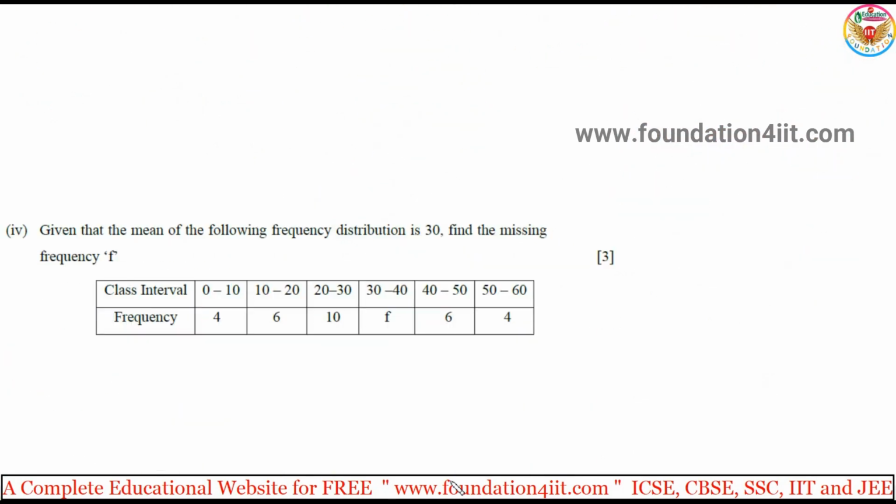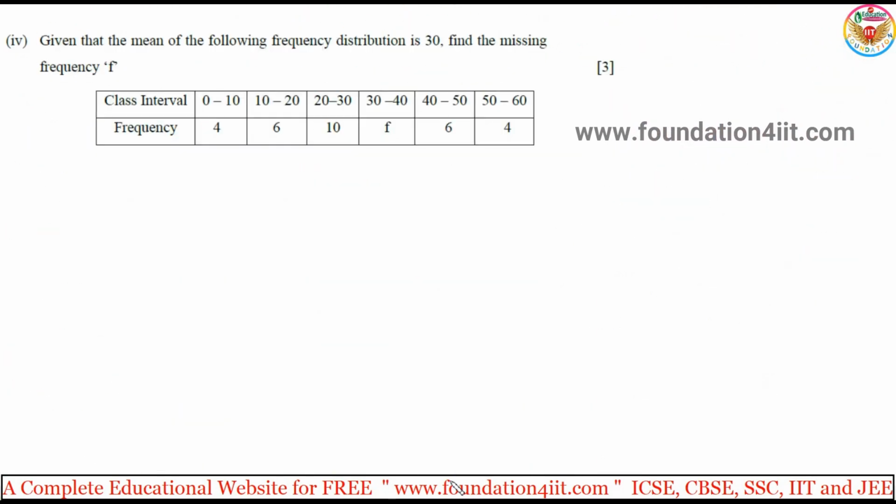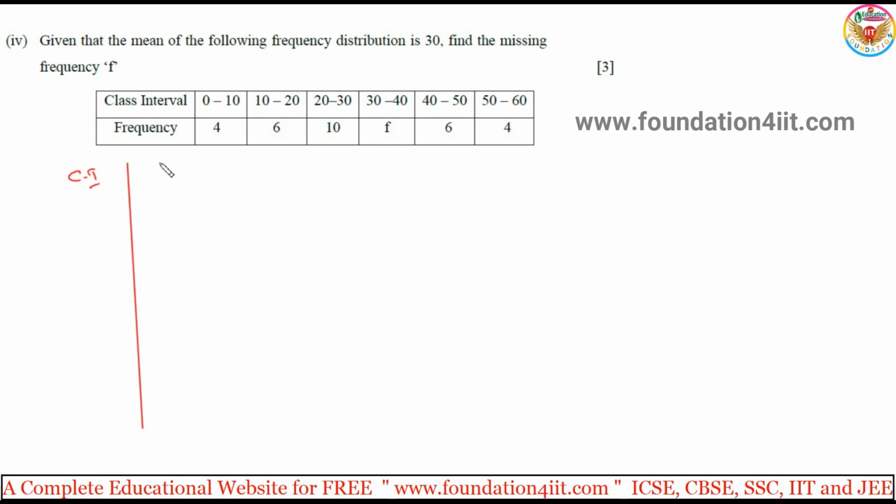Next one. Yes, this is the last question in this question, the fourth one. Given that the mean of the following frequency distribution is 30, find the missing frequency. Mean is sigma fx by sigma f, so you can apply the direct method for this. Class interval and frequency they will give.